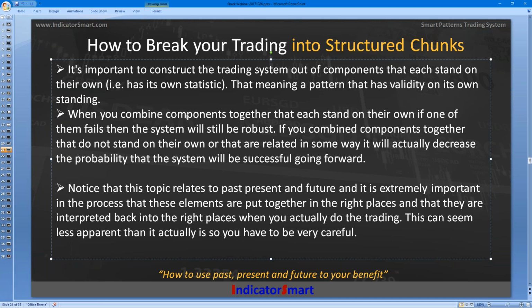When you combine components together that each stand on their own, then if one of them fails, the system will still be robust. It'll still hold together. It'll still have its power. Maybe it lost a little part, but it didn't lose the whole thing, because the system was designed as chunks that each stand on their own. Simple, statistical chunks that each stand on their own. So if one of them fails, what will happen is the stat will roll off, and you'll just go, oh well, I don't need that component in the system. Then if it starts working again later, you can add it back in, or add in new ones that are coming on the radar, right?